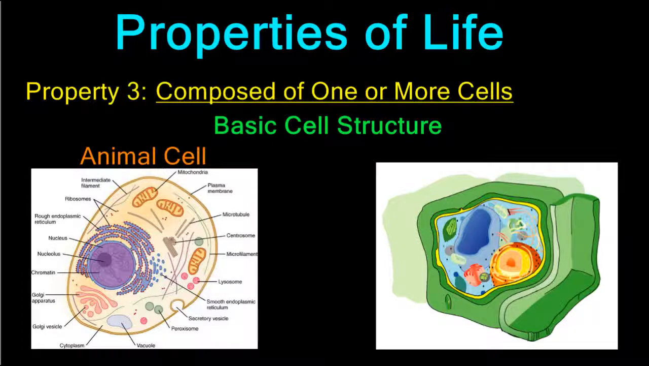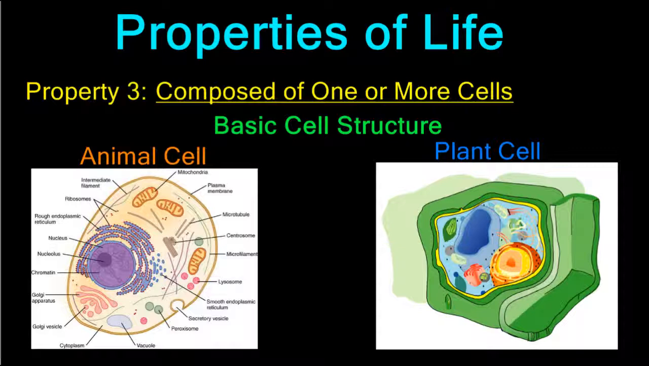Plant cells have a similar structure to animal cells, with a few minor differences. Plant cells have a cell wall on the outside of their cell, which helps to maintain the structure and shape of the cell. It's just outside the membrane, which, just like on an animal cell, is like the skin.